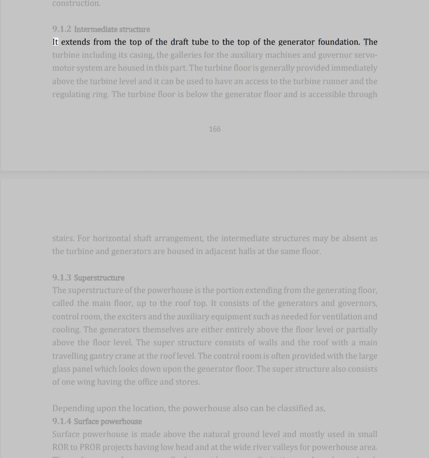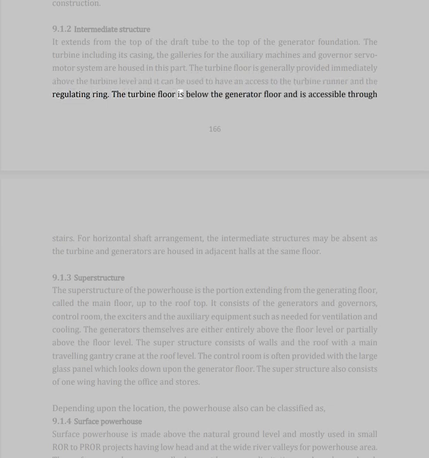9.1.2 Intermediate structure. It extends from the top of the draft tube to the top of the generator foundation. The turbine, including its casing, the galleries for the auxiliary machines and governor servo motor system, are housed in this part. The turbine floor is generally provided immediately above the turbine level, and it can be used to have an access to the turbine runner and the regulating ring.